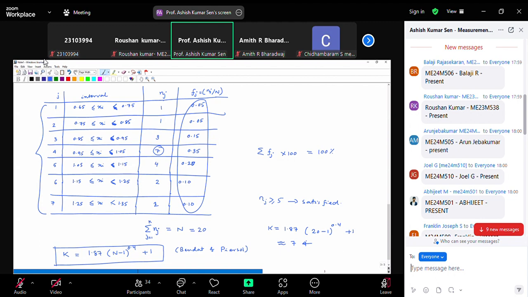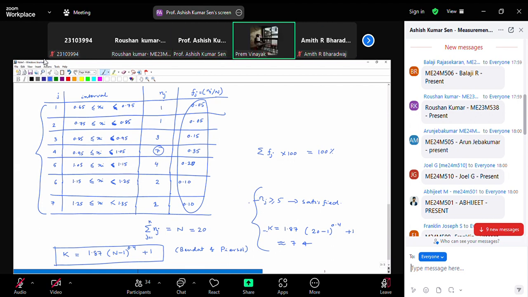So when you do a histogram out of the data, you have to find out that these conditions are satisfied. Your number of intervals, and you also have to ensure that the number of data points within at least one interval should be greater than or equal to 5.